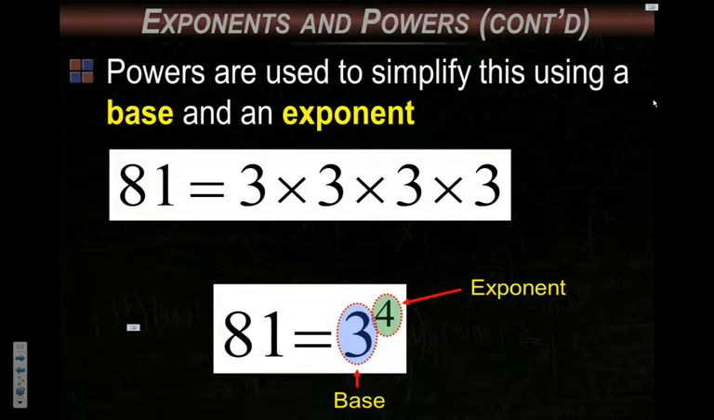Yes? Wouldn't there be like 3 times 3 times 3 times 3 times 3 if it was 4 exponents?